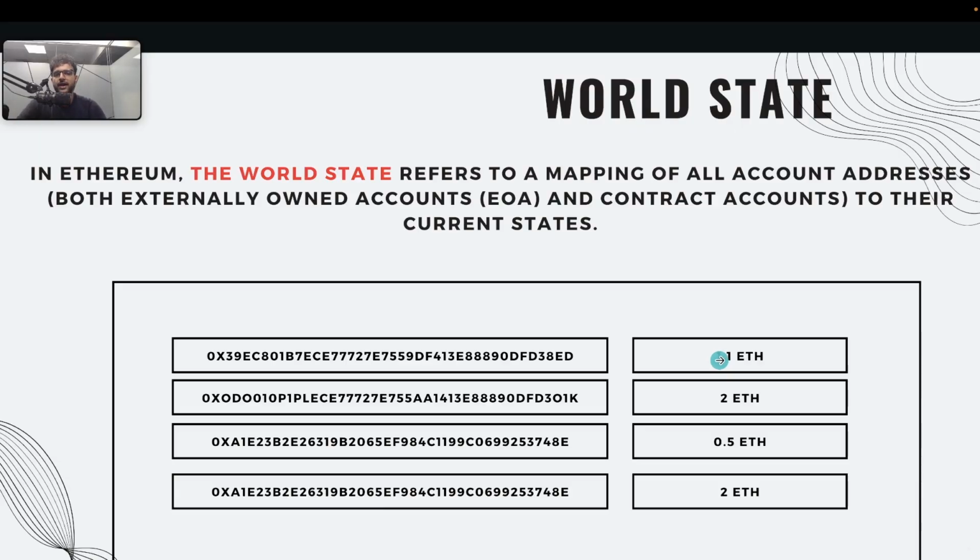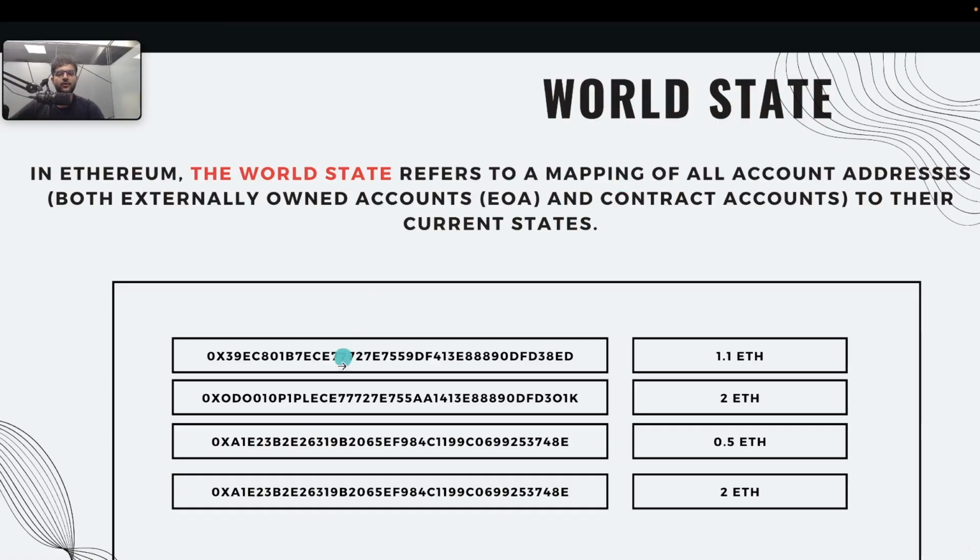At the current point, the Ethereum world state looks like this. This person has this much Ethereum. In Ethereum, the world state refers to a mapping of all account addresses, ignore this statement for now, to their current states.